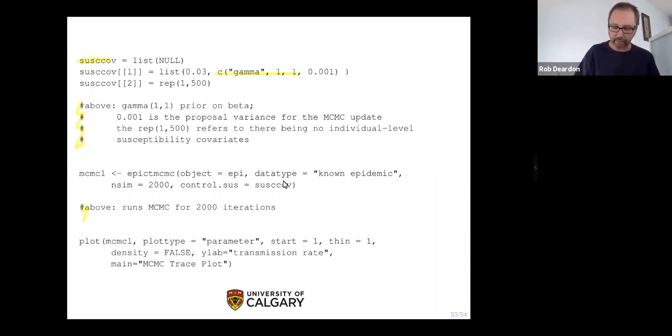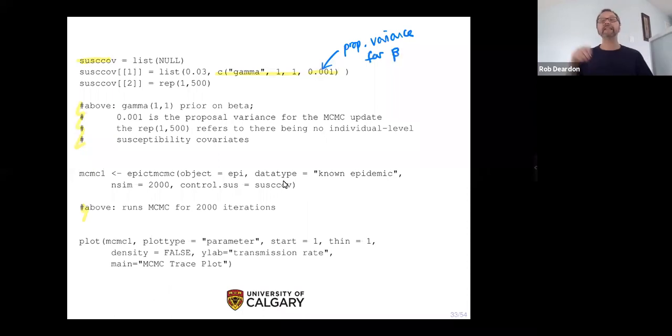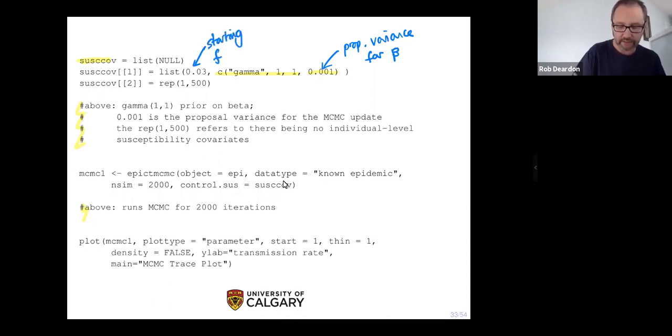And then the 0.001 here is my proposal variance. I will change that in a minute, but I played around until I got something working out reasonably well for beta. This is a proposal variance for a normal proposal, so I'm adding Gaussian noise in my MCMC chain. And then this is the starting value. Remember, we had an arbitrary starting value for beta, so this is where I'm starting my chain, at 0.03.